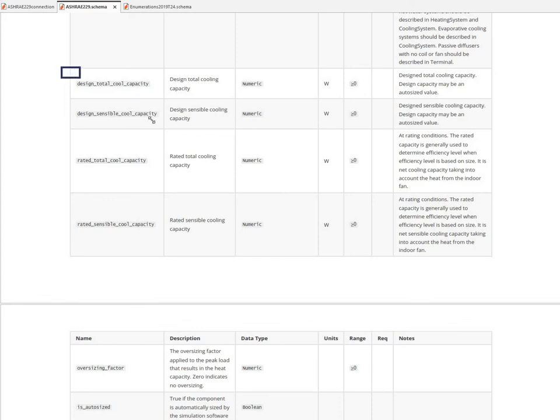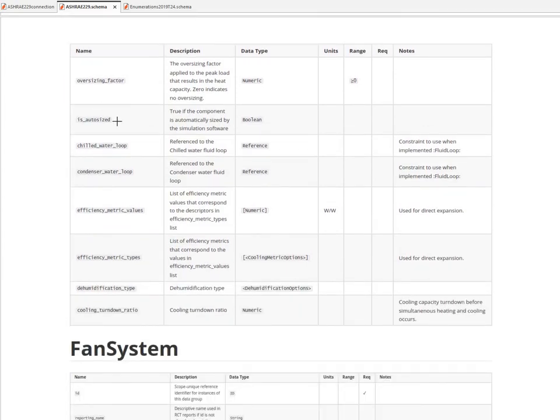Very much like the last time, there are design and rated capacities, but for cooling equipment, there's not just the total cooling capacity, there's also a sensible cooling capacity for each, and those are numeric inputs. Then there's an oversizing and an is-oversized flag, or Boolean, just like we talked about in the heating system. And also, like in heating system, there's a link to a water loop, in this case the chilled water loop, as well as a link to a condenser water loop. Normally a chilled water loop would be the most common to reference, but there are some system configurations that might need a condenser water loop to be referenced.